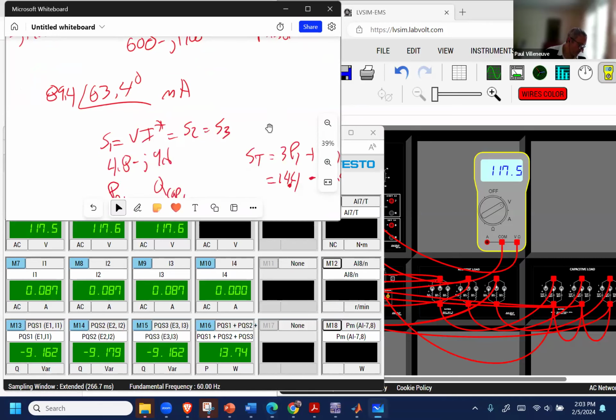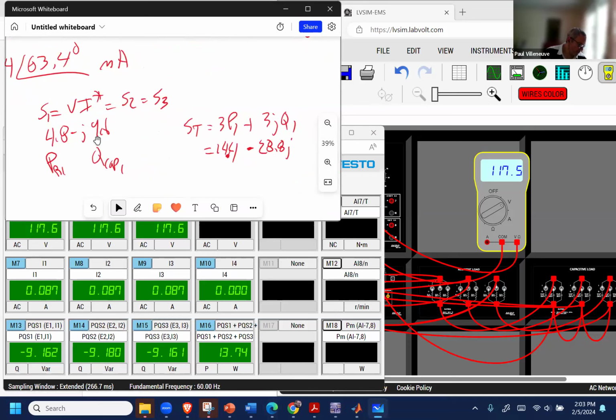So click all three of those, and I can see that I said 9.6 negative. I'm not too far off, 9 point whatever. And then the last thing I need to do is check my total. I said minus 28.8. That's minus 27.5.